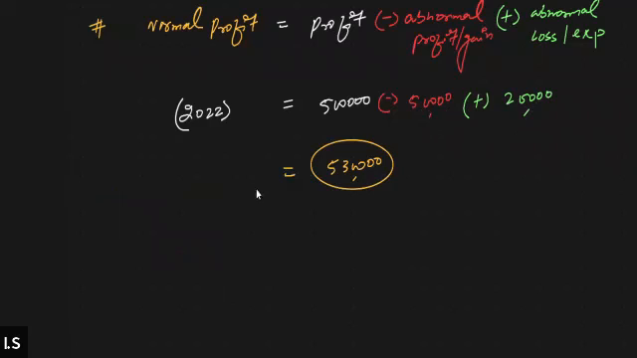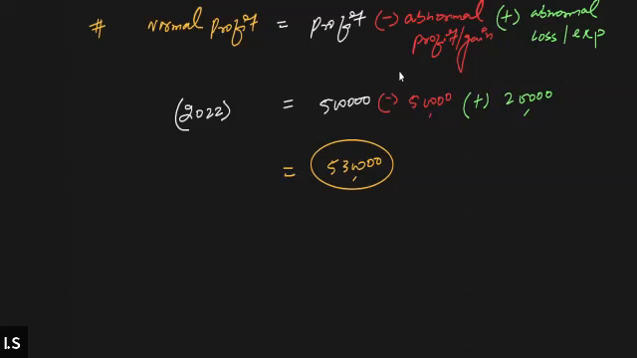Got it, everyone? So to determine the normal profit, out of the profit of the firm, we need to subtract abnormal profit and add abnormal losses. Everybody clear? Shifa and Saf, yes? Any doubts?